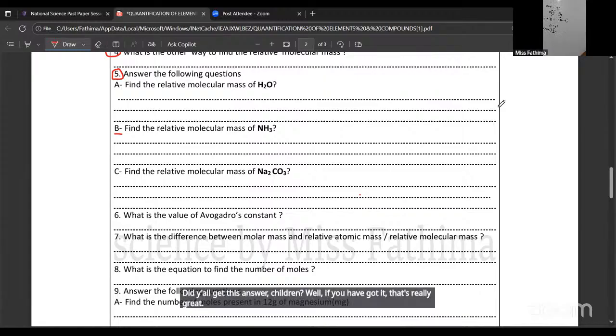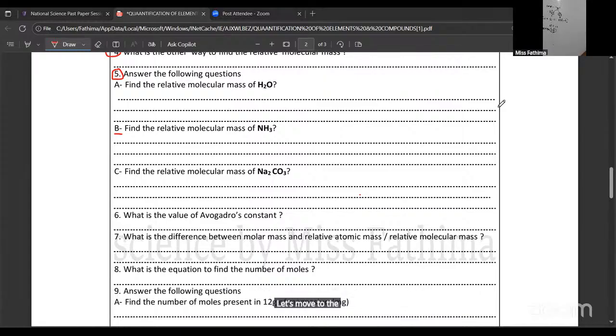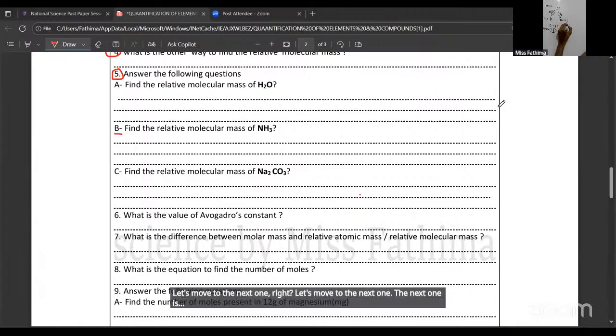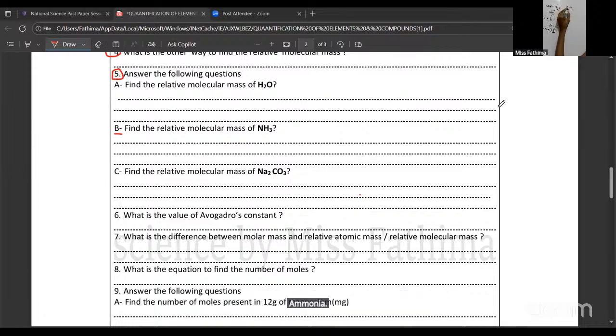Okay. So then let's move to the next one, right? The next one is NH3, which is ammonia. Now, what atoms do you have? You have nitrogen atom and hydrogen atom. How many nitrogen atoms? You have 1 nitrogen atom and 3 hydrogen atoms.